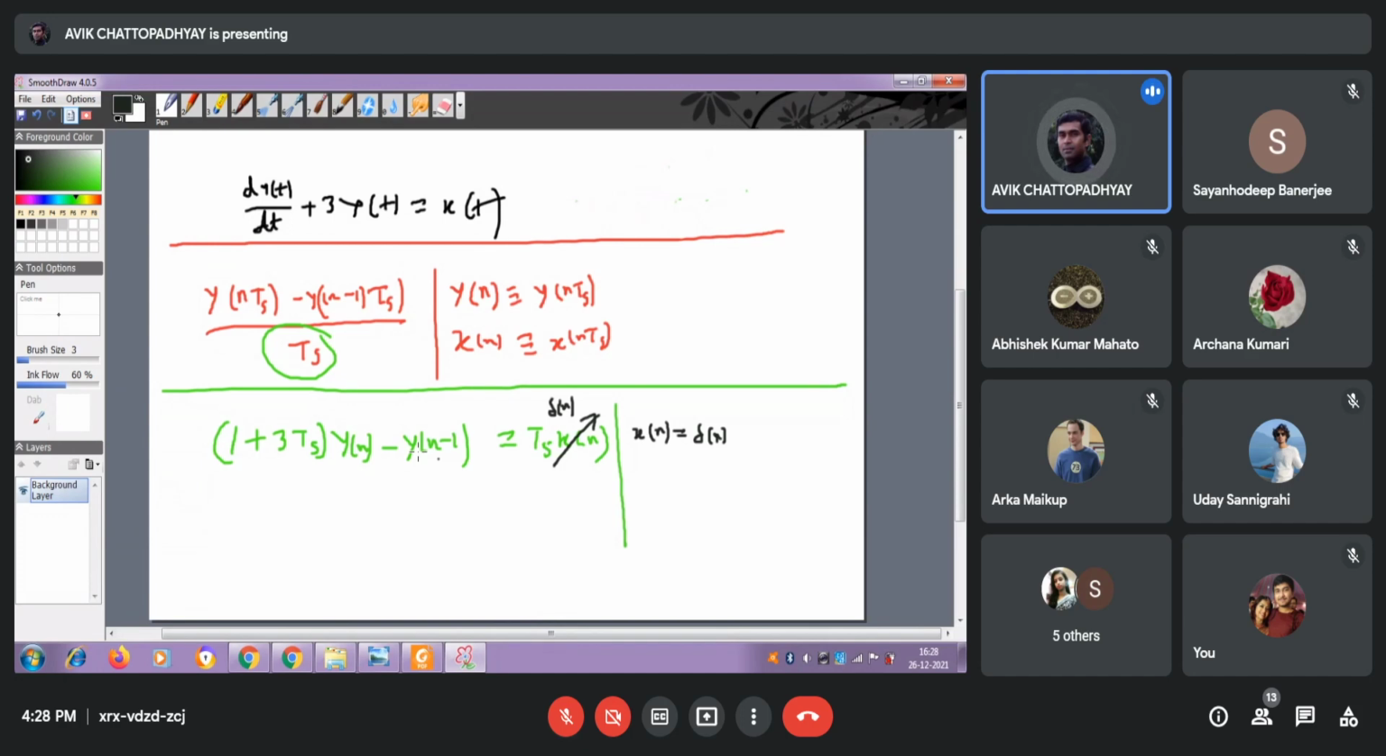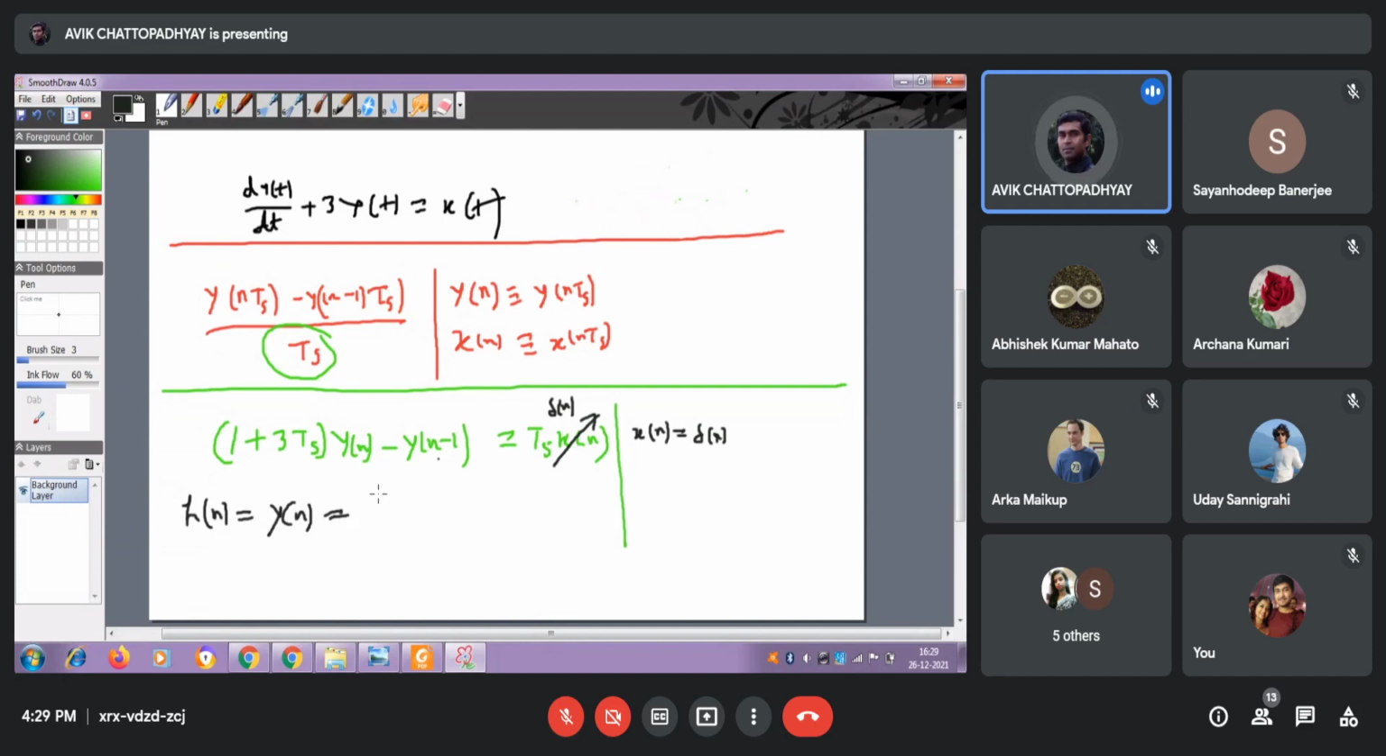Now, if y of -1 is 0, then obviously here I can write h of n. H of n is nothing but your impulse response, which is basically your y of n. So when you are applying del n at the input, h of n is what? Let me write it also for your convenience. This is nothing but your y of n on application of del n.